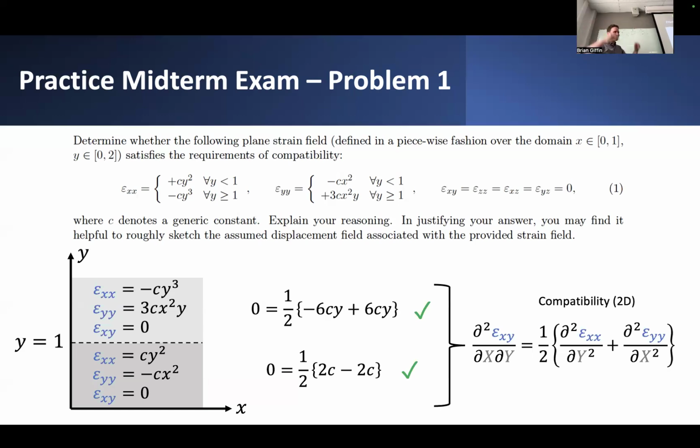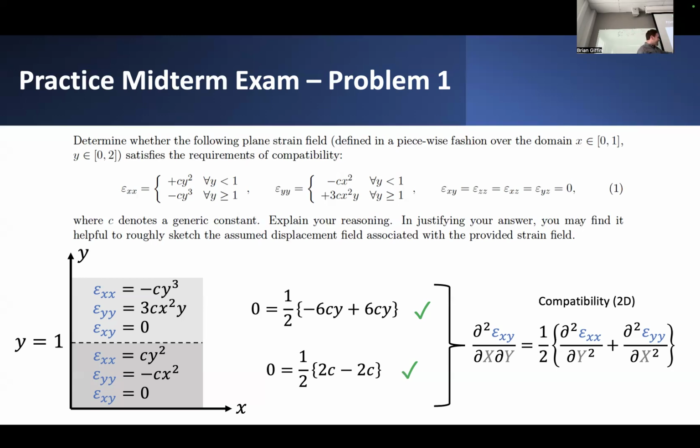It would be too easy, wouldn't it? Oh, well. So in most circumstances, it would be enough. Most of the problems that we've considered up to this point in the class really just assumed that there was no piecewise representation of the strain field in this funky way. It was just saying epsilon xx equals cy squared, epsilon yy equals minus cx squared. And if that were true over the whole domain of this problem, then we could just stop there and say, okay, compatibility satisfied, we're done.